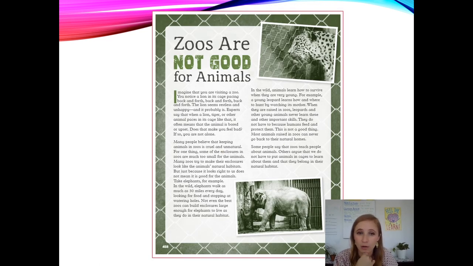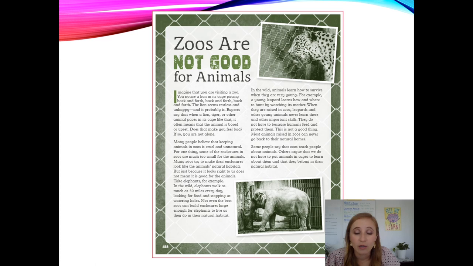Let's look at our second article, Zoos Are Not Good for Animals. Just like last time, I'm going to read it two times. The first time, we're just going to be listening. You might be underlining on your own papers or imagining what you would be underlining. On the second reading, I will also underline both the opinion and the reasons. So you're looking for opinion and reasons to underline as we read. Okay, make sure you're following along.